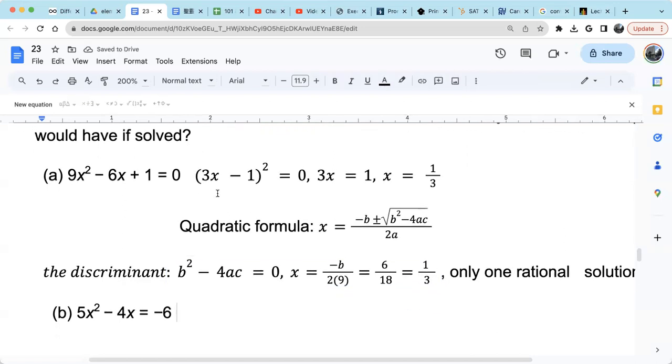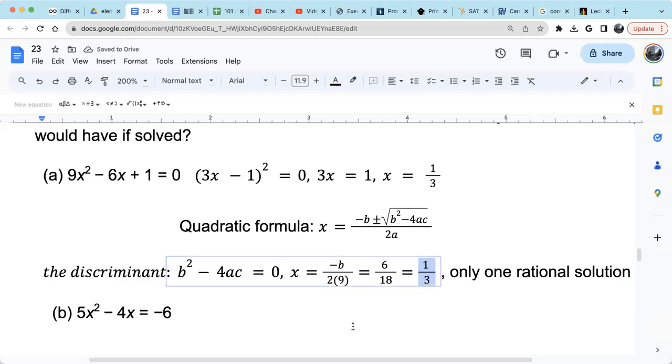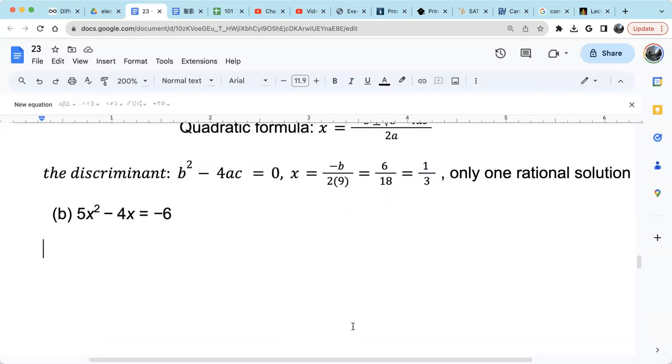So A is a perfect square. That's why I only have one solution. We can also go through the quadratic formula to see the same solution, one solution, which is 1/3.